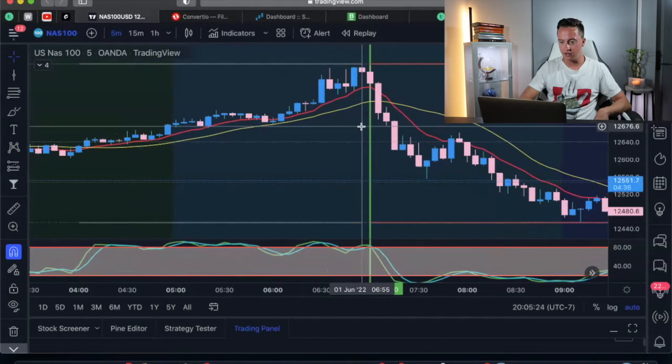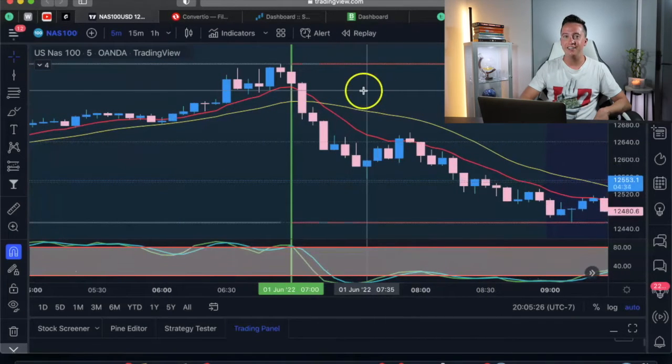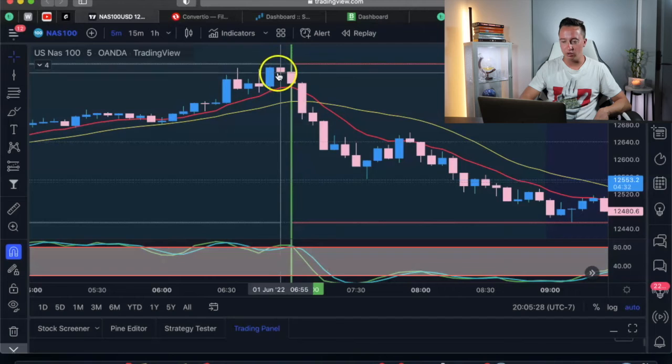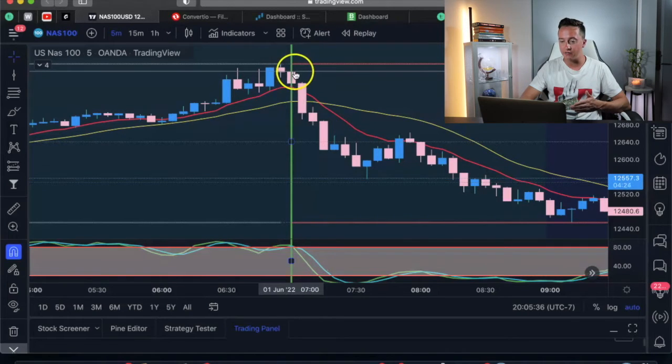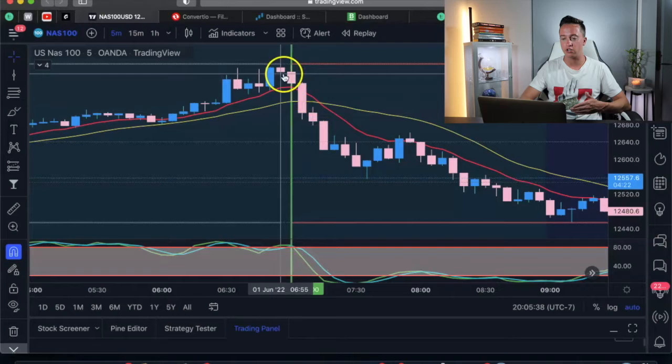Okay, right here. Oh yeah, there it is. So right here we have a doji, which is our reversal candle, and that's where the reversal happened at 7 a.m. This candle is from 6:55 to 7 a.m., and right after that, that's when the push down started to happen.